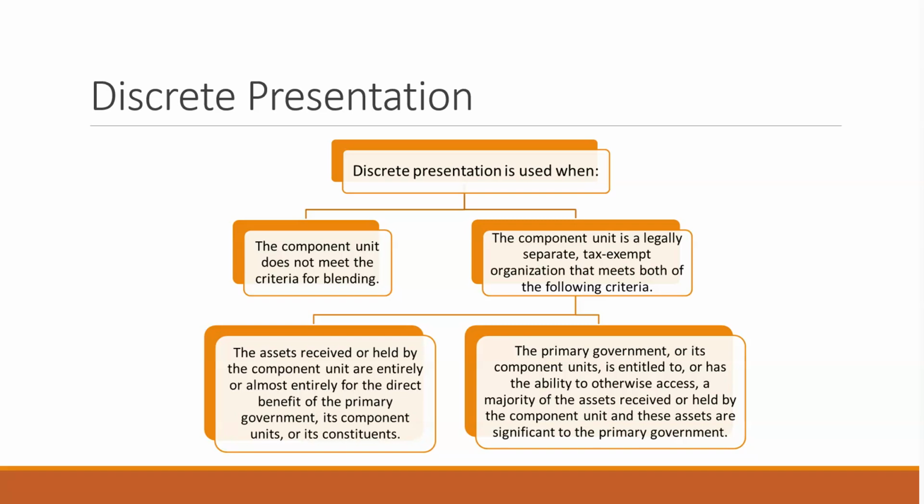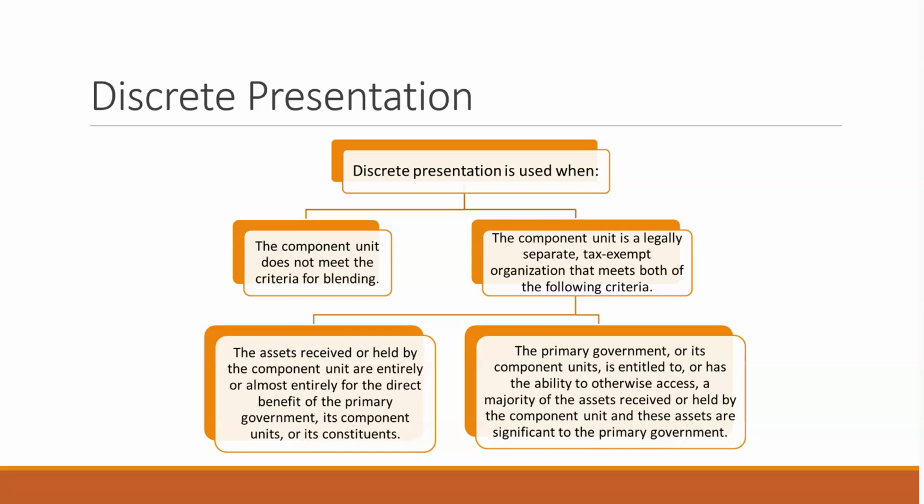Okay, so discrete presentation is used when the component unit does not meet the criteria for blending. It is a legally separate tax-exempt organization that meets both. Remember, this is a meets both, and not like the previous criteria where it was an or. Are the assets held entirely or almost entirely for the direct benefit of the primary government, its component units, or its constituents? And it also has to meet that the primary government, or its component units, are entitled to or have the ability to access a majority of the assets received or held. And these assets are significant to the primary government.